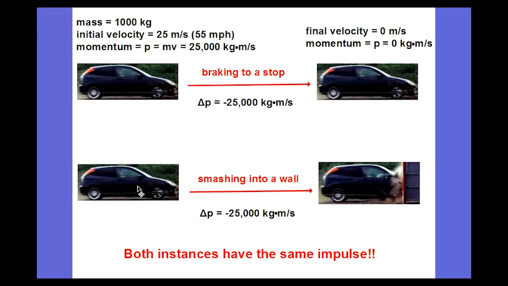Now let's take that same situation, a 1,000 kilogram car traveling at 55 miles per hour, and let's smash it into a wall. The end result is the same. The final velocity is zero. The final momentum is zero. So 0 minus 25,000 is still a change in momentum of negative 25,000 kilogram meters per second. Both instances have the same impulse.